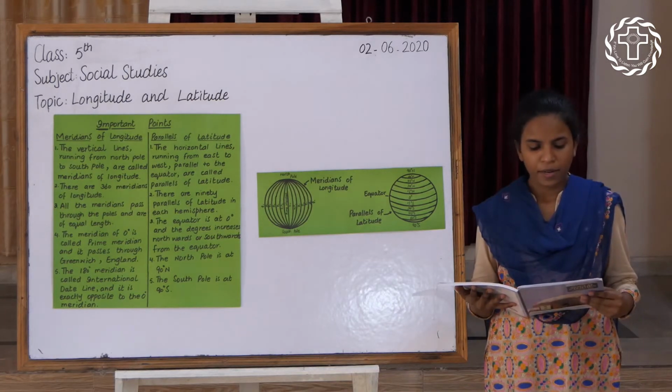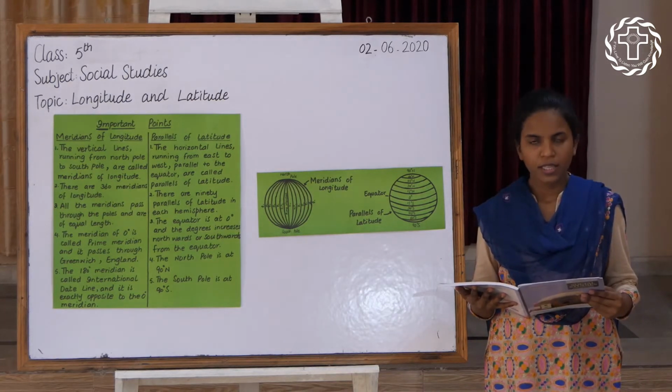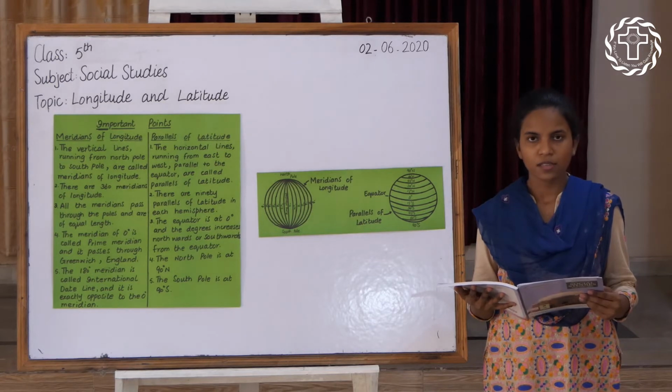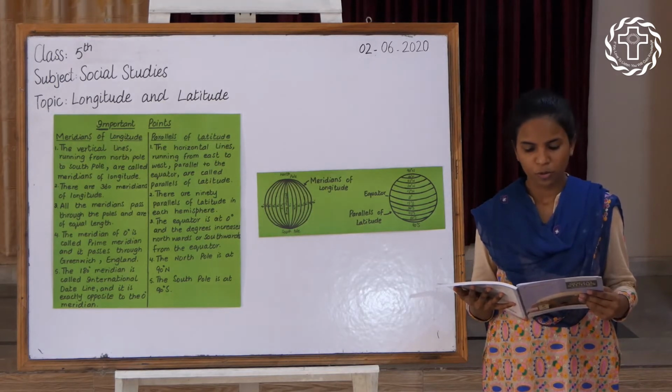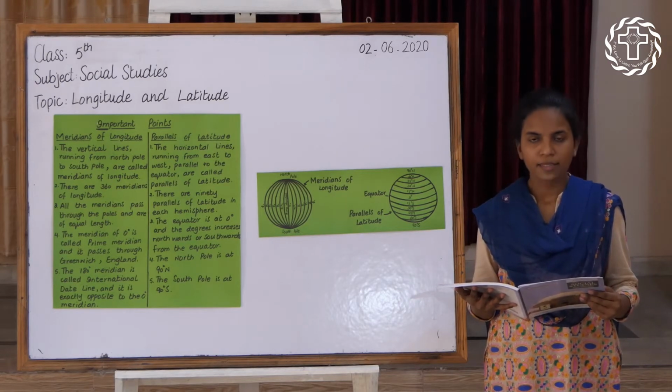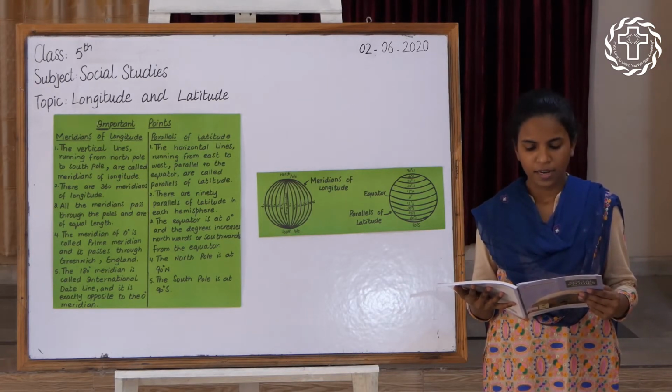There are 90 parallels of latitude in each hemisphere. The equator is at 0 degree and the degrees increase northwards or southwards from the equator. The North Pole is at 90 degree N and the South Pole is at 90 degree S.